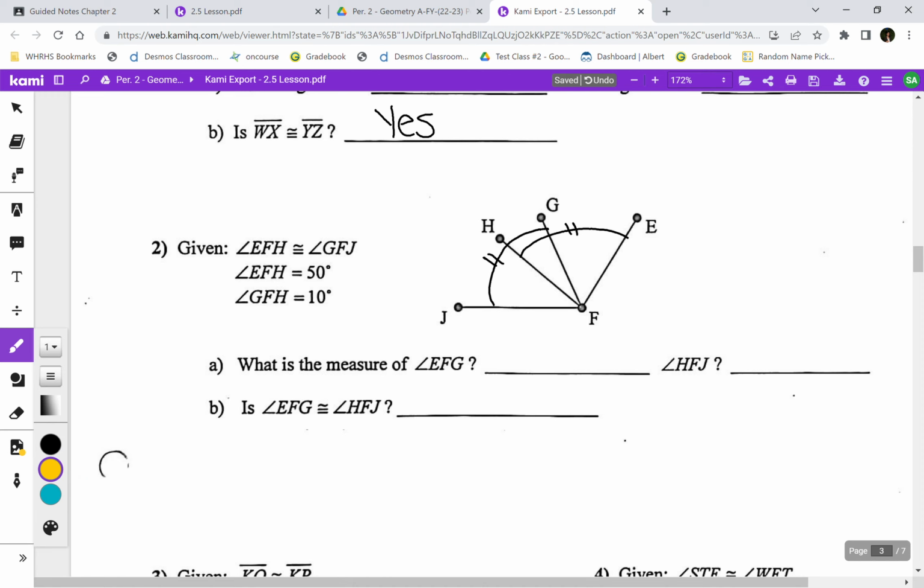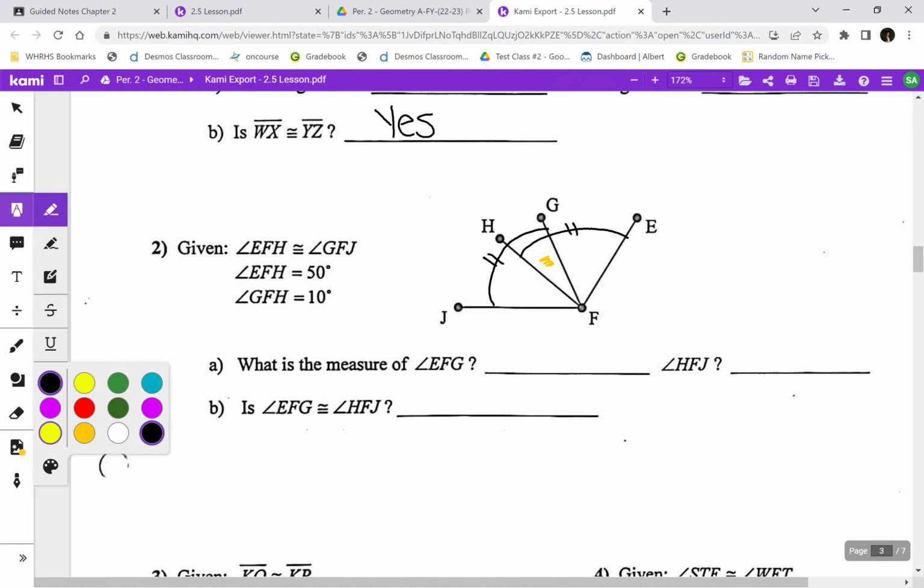Do you notice that the two congruent angles overlap at angle GFH? So the two congruent angles overlap at angle GFH. Again, if you have two congruent angles and you take the same angle away from both of them, the results will still be congruent. Let's see what we have.